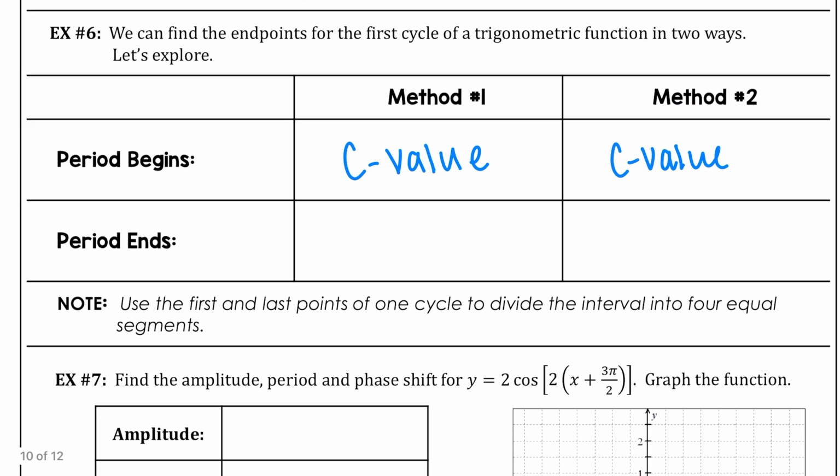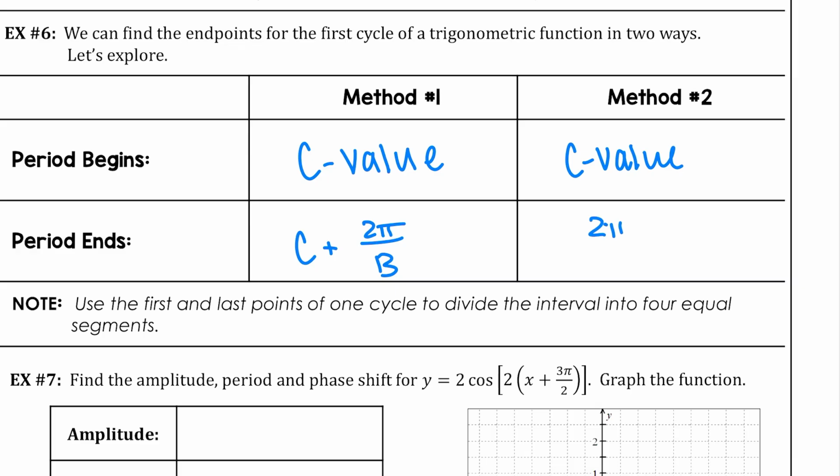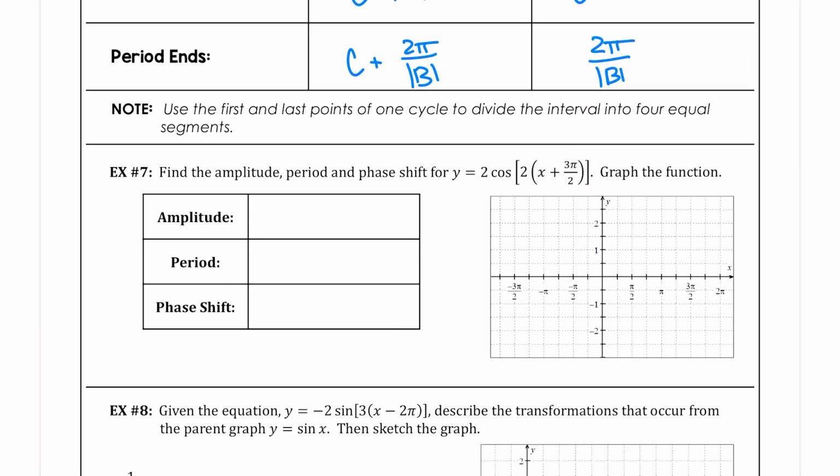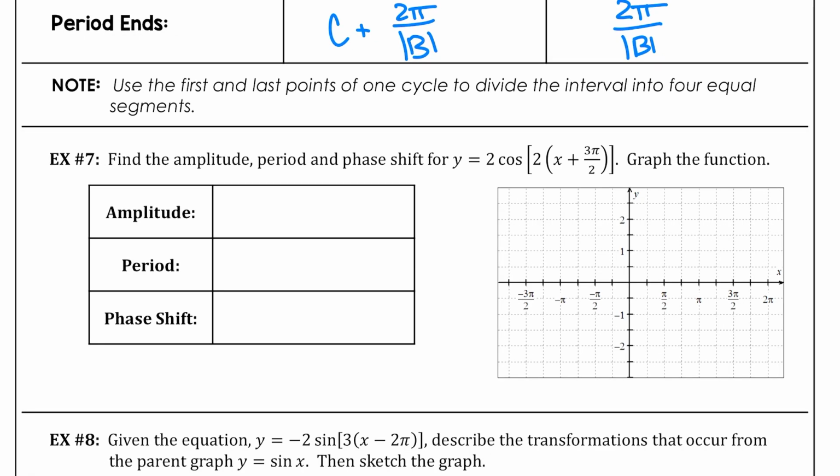And then our period ends at C plus 2 pi over B. Whereas method 2, it just ends at 2 pi over B. Again, technically absolute value there. We do not want a negative. So I'll explain this in math. Right? It says, note, use the first and last points of one cycle to divide the interval into 4 equal segments. That's just helping us find the midpoints and all of the other things. All right, so find the amplitude, period and phase shift for that function. All right, and then also graph it.